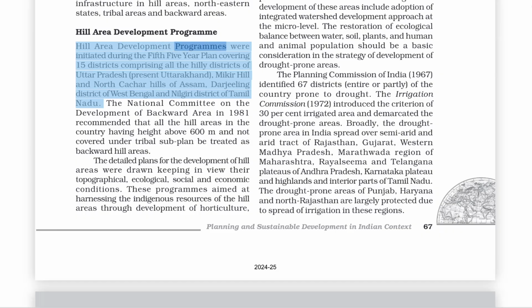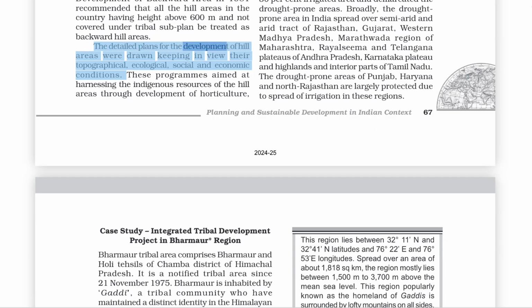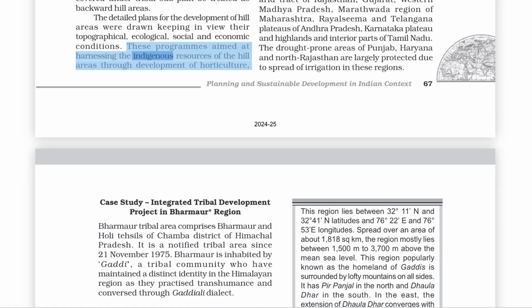Hill Area Development Program. Hill Area Development Programs were initiated during the 5th five-year plan covering 15 districts comprising all the hilly districts of Uttar Pradesh, present Uttarakhand, Mikir Hills and North Cachar Hills of Assam, Darjeeling District of West Bengal and Nilgiri District of Tamil Nadu. The National Committee on the Development of Backward Area in 1981 recommended that all the hill areas in the country having height above 600 m and not covered under tribal subplan be treated as backward hill areas. The detailed plans for the development of hill areas were drawn keeping in view their topographical, ecological, social, and economic conditions. These programs aimed at harnessing the indigenous resources of the hill areas through development of horticulture.